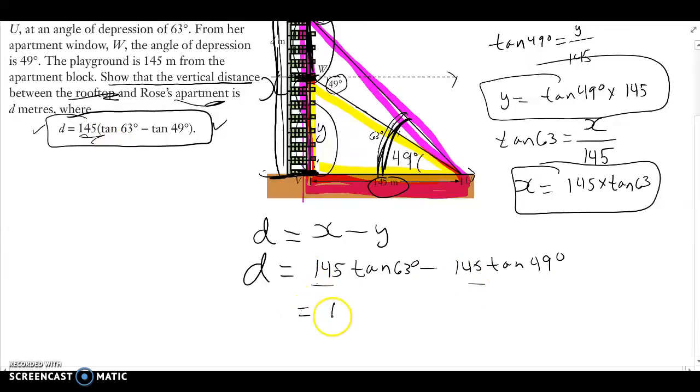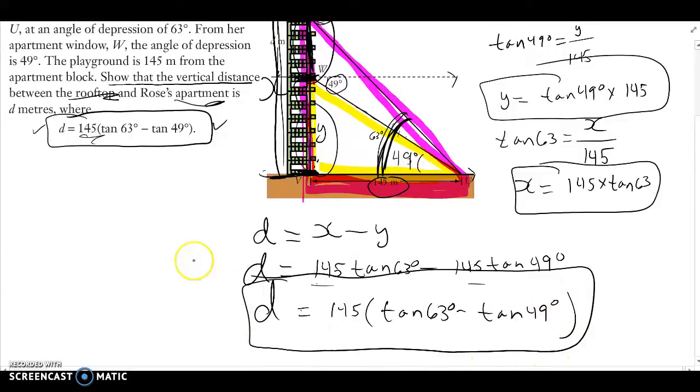All right, we want it to look like that, but notice there's 145 being multiplied on both of those, so I can factor out the 145, and that would be the tangent of 63 degrees minus the tangent of 49 degrees. And there, I have shown now that that's how I can get that distance.